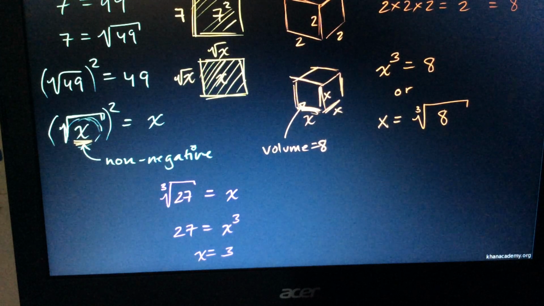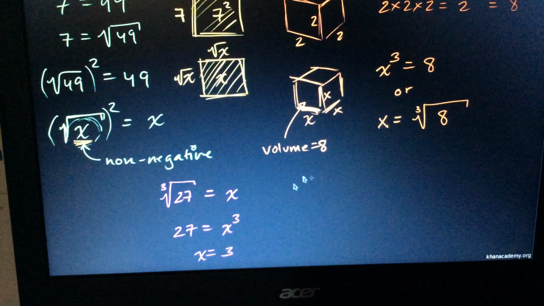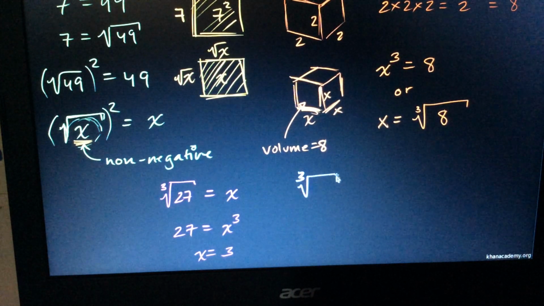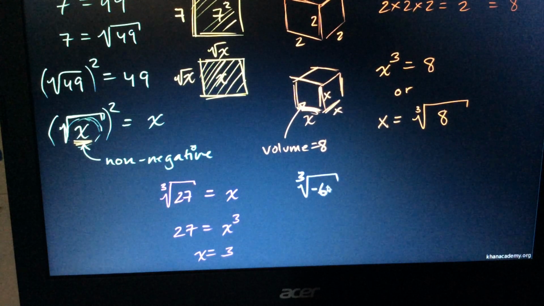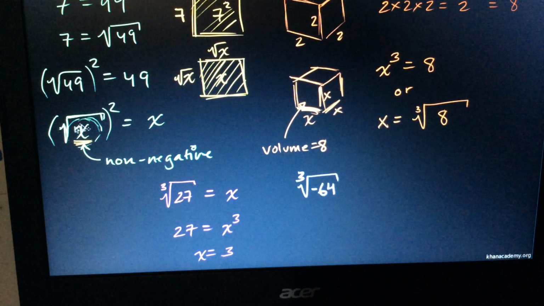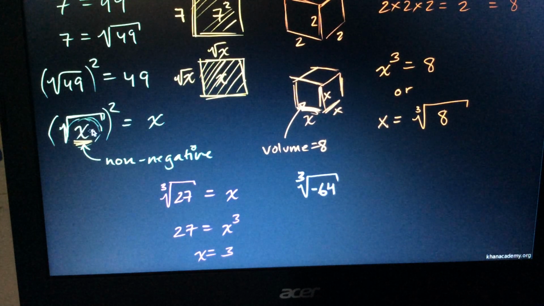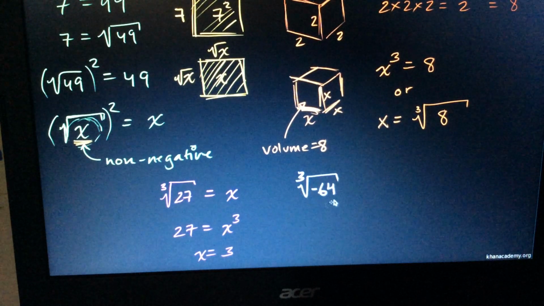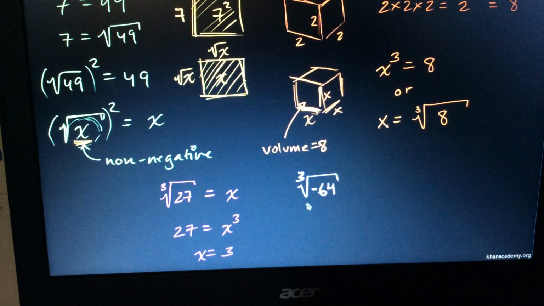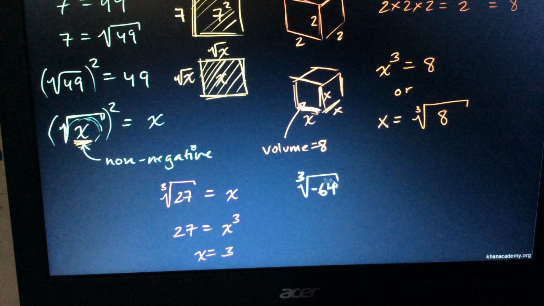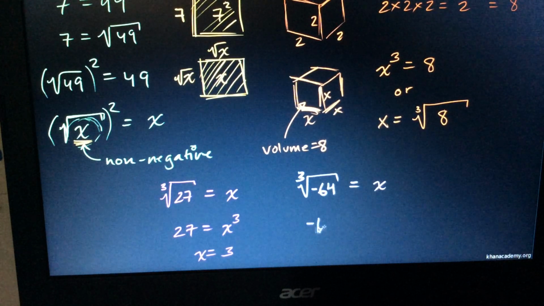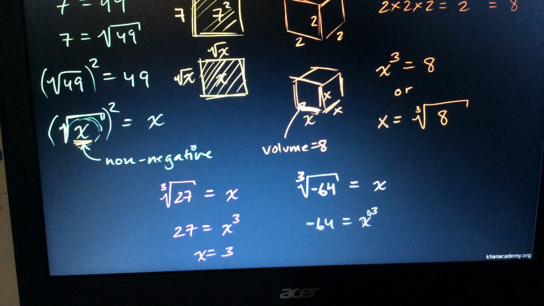Now let me ask you a question. Can we write something like the cube root of negative 64? I already talked about that if we're talking the square root, it's fairly typical that you put a negative number in there, at least until we learn about imaginary numbers, we don't know what to do with it. But can we do something with this? Well, if I cube something, can I get a negative number? Sure. If I say this is equal to x, this is the same thing as saying that negative 64 is equal to x to the third power.